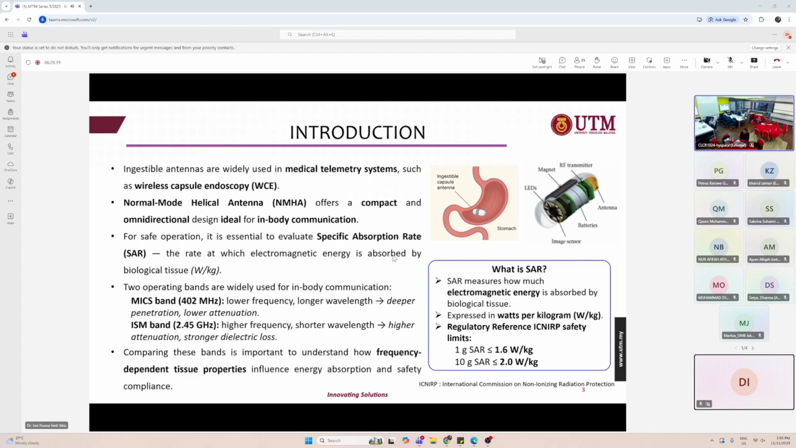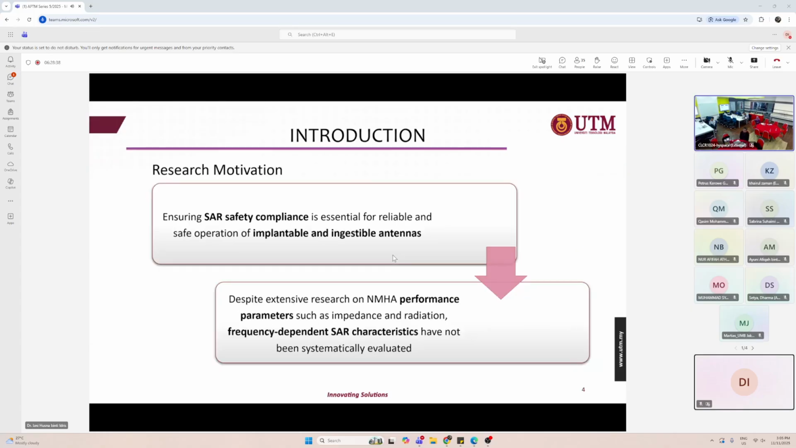The basic regulatory ICNIRP safety limit is that the 1 gram SAR is below 1.6 watts per kg, and the 10 gram SAR is below 2 watts per kg. The motivation behind this research comes from two key points. First, ensuring SAR safety compliance is essential for reliable, safe operation of implantable and wearable devices.